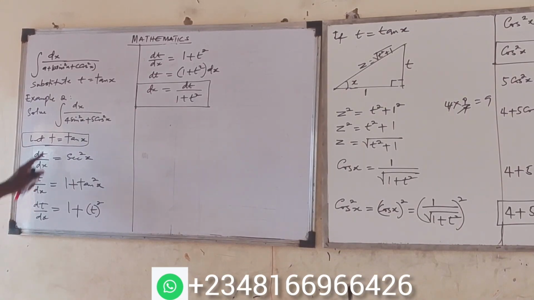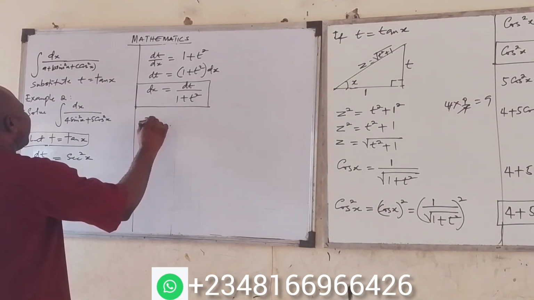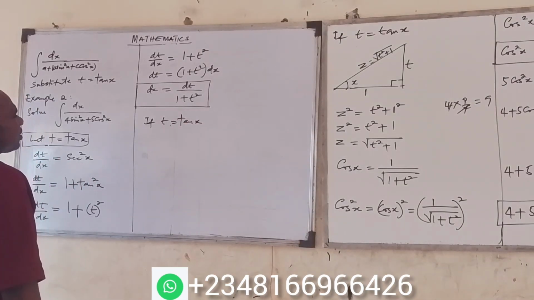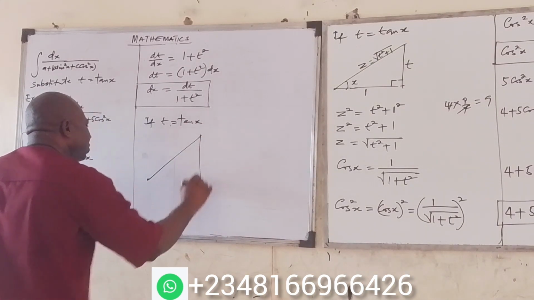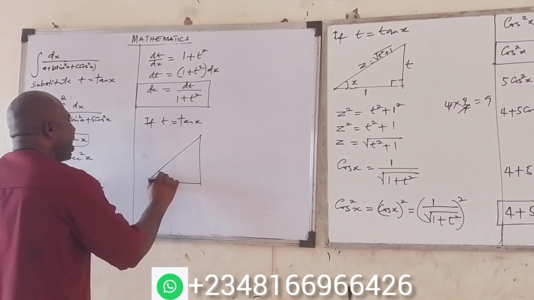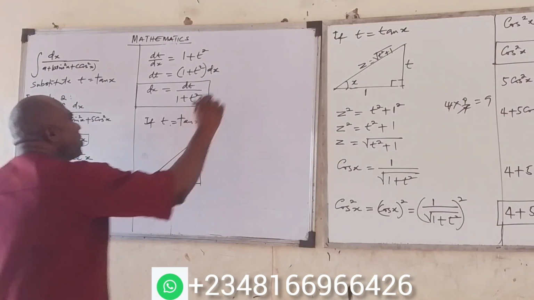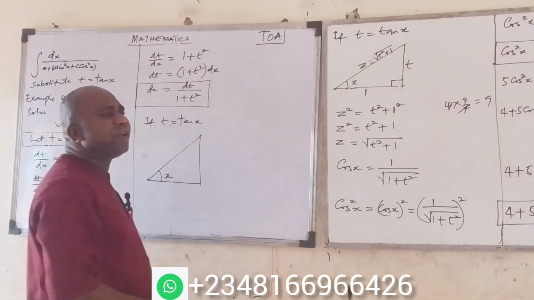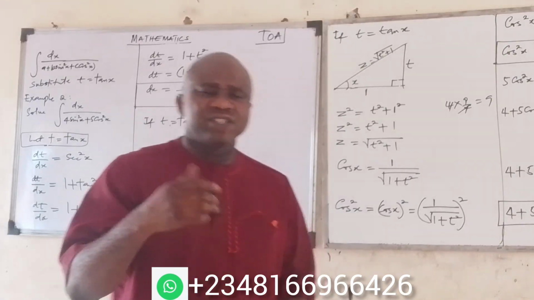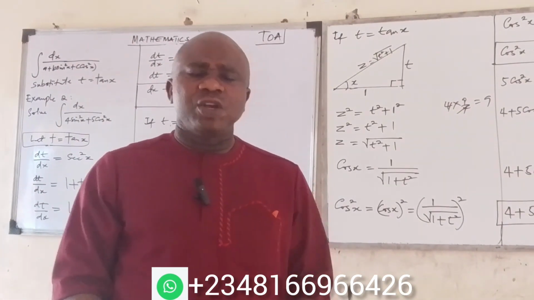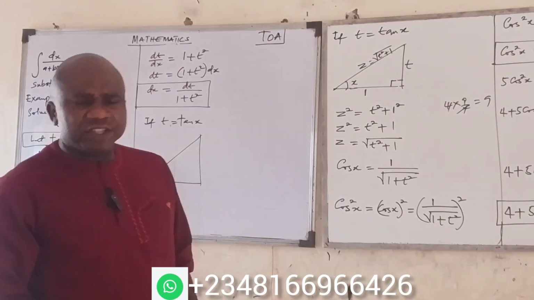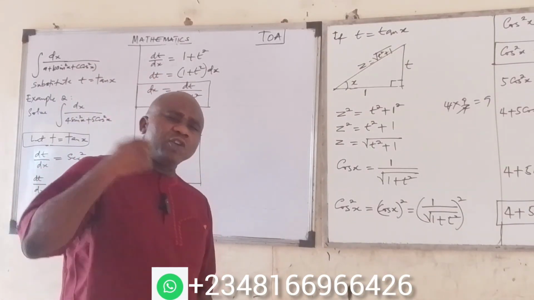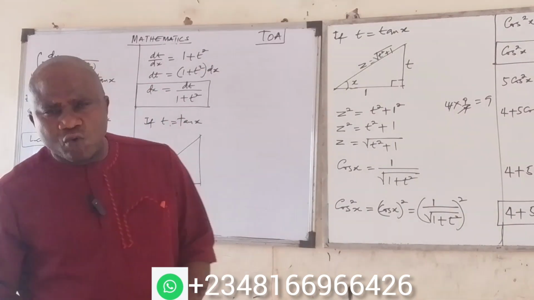Now let's look at this function again. If t is equal to tan x, let's bring out our right angle triangle. The angle here is x. Remember the definition of tan: the tangent of an angle can be defined as the opposite side over the adjacent side of a right angle triangle.